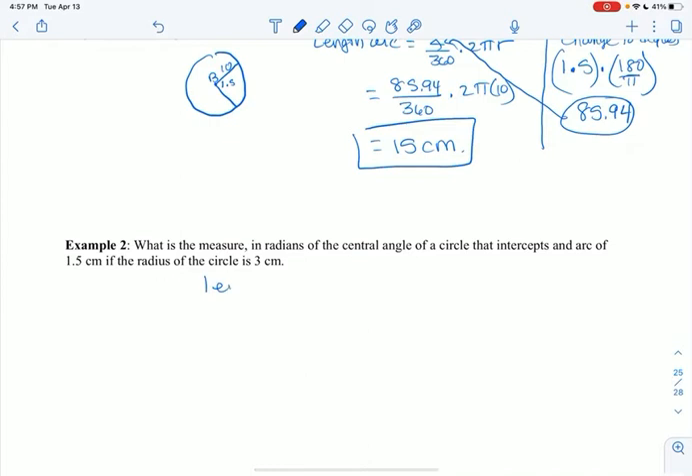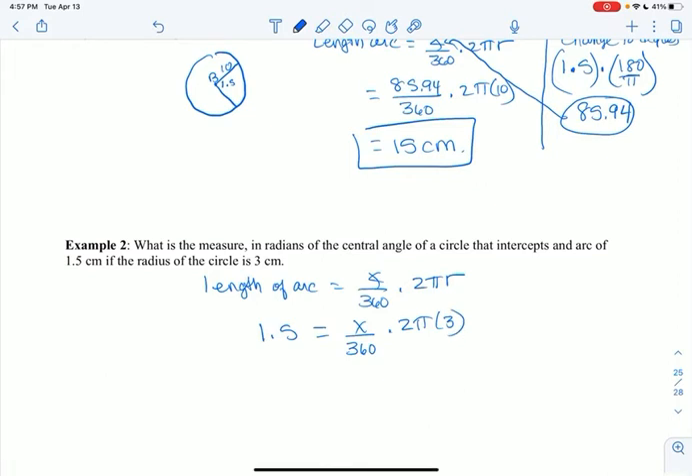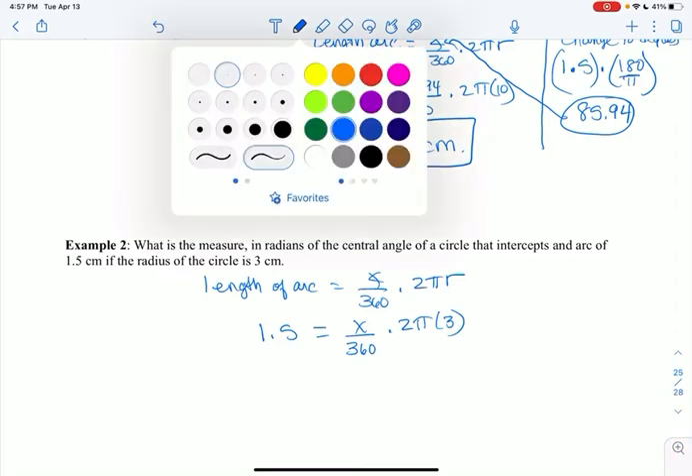So again, length of an arc equals the angle over 360 times 2 pi r. I know the length of the arc, that's 1.5. I don't have the angle, but I do have the radius. So I'm going to take the length of the arc, and let's get rid of that 360. I think that would be the easiest thing to do.